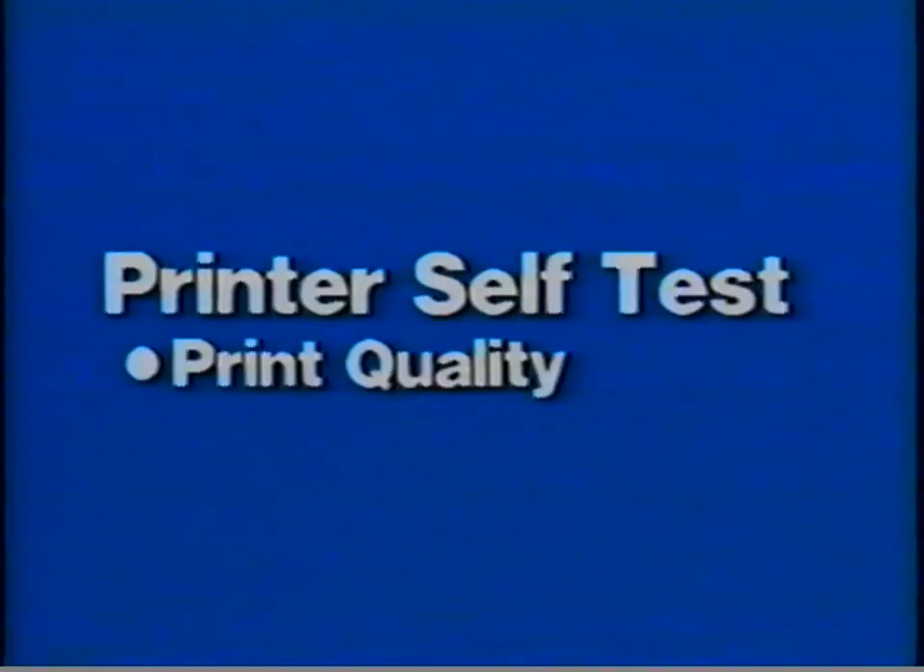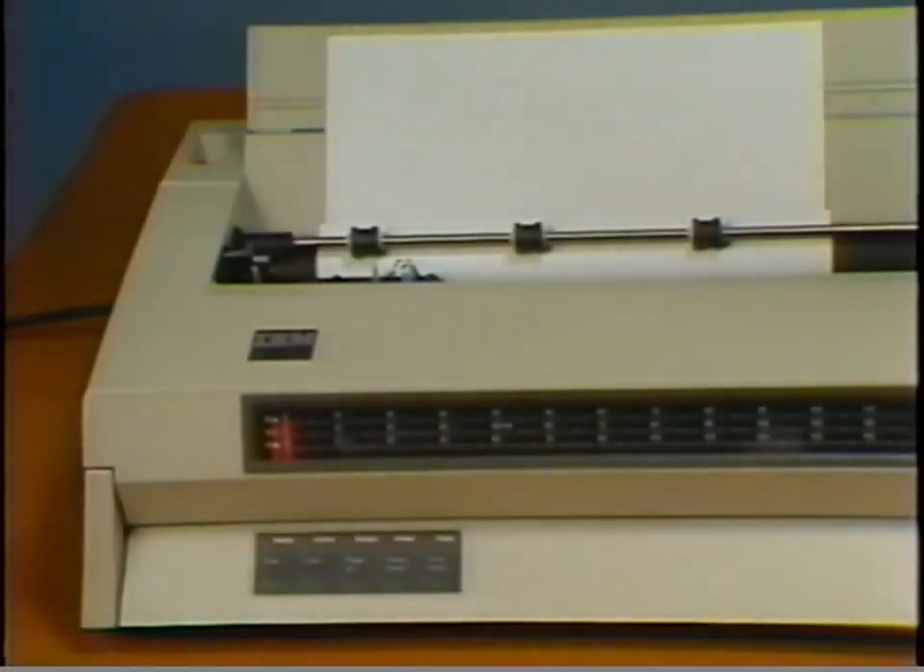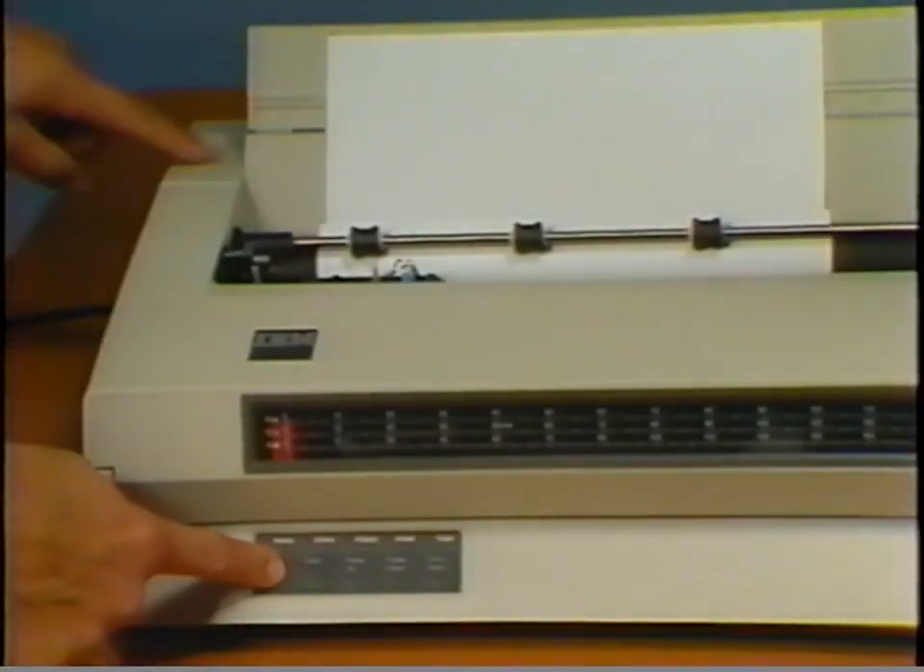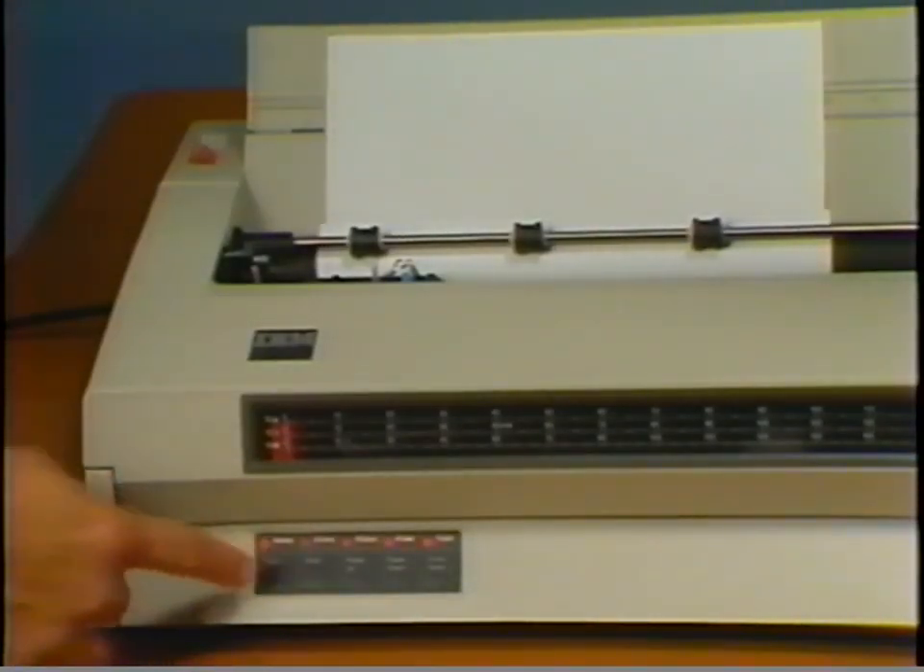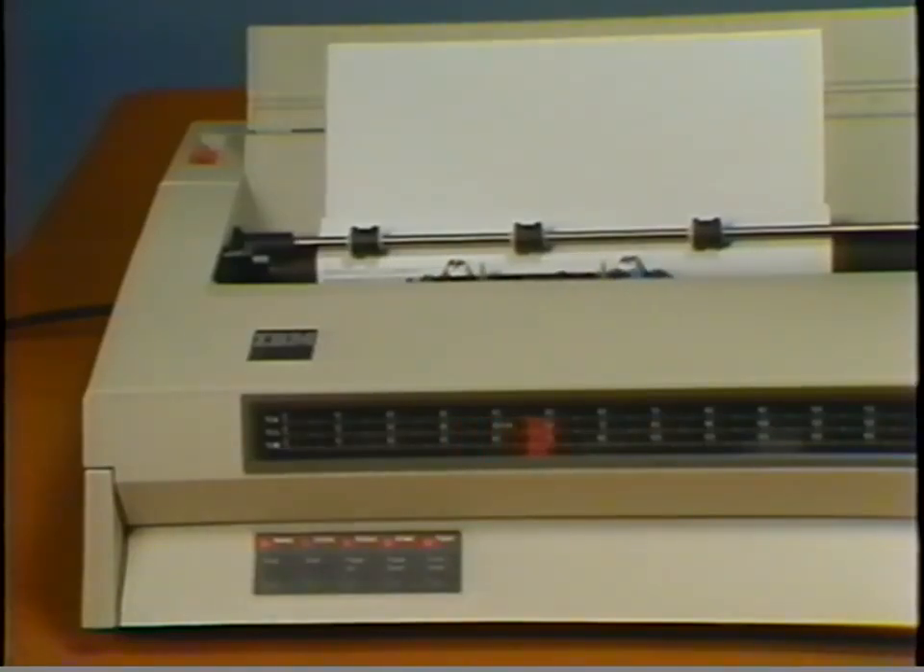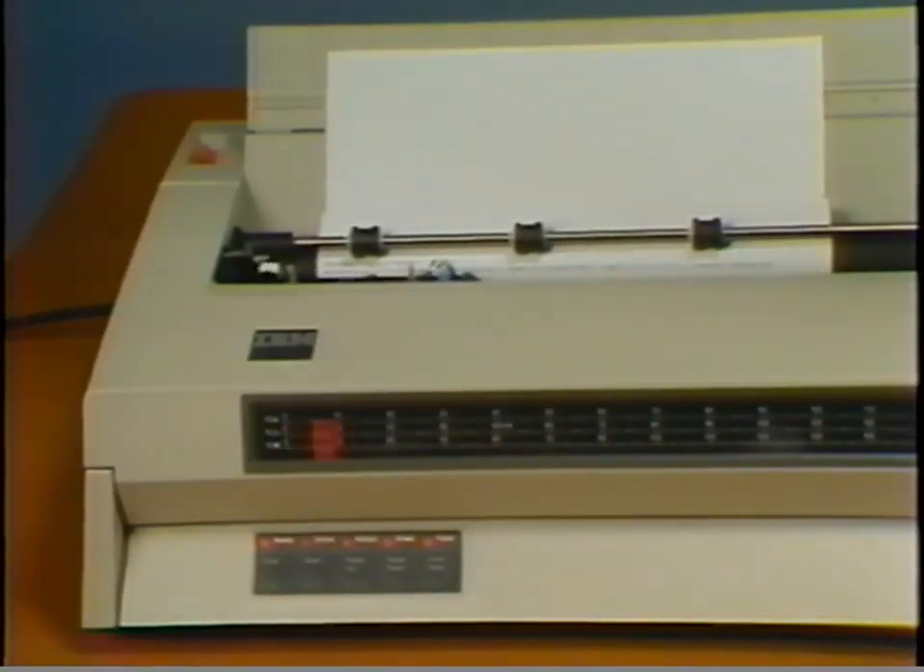The printer self-test prints all the characters on the print wheel to verify that the printer is functional and to identify any print quality problems. To initiate the printer self-test, hold the code button and turn the power switch on. The printer self-test will repeat until an error occurs, or the test is stopped by turning the power switch off to exit the test.